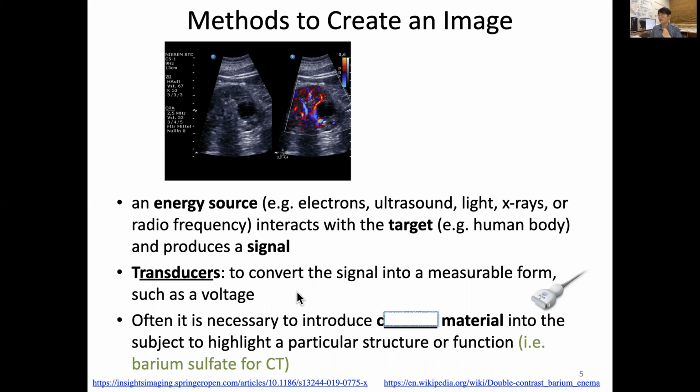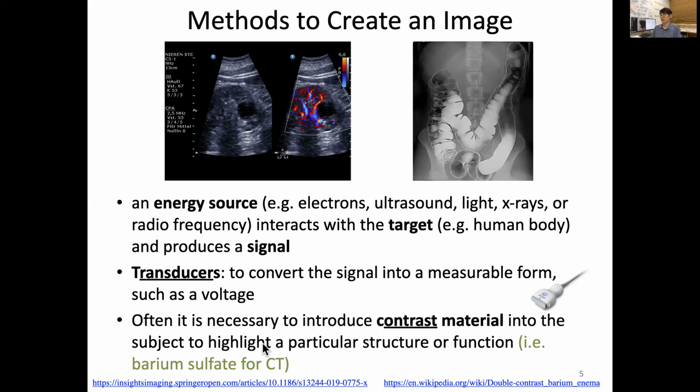So oftentimes, it may be necessary to introduce some kind of material into the subject to highlight a particular structure or function. For example, barium sulfate for CT. And I brought a picture here of the contrast material. A barium sulfate enema makes the large intestine visualized with CT so that one can find out if there's any problem in the gut.